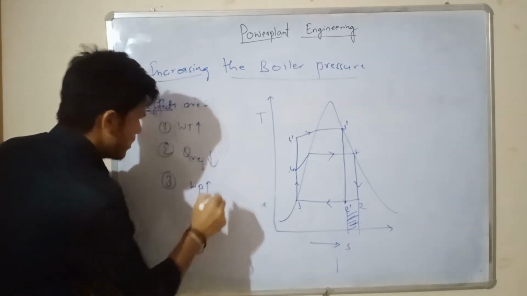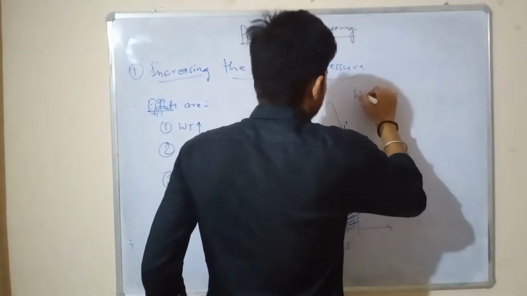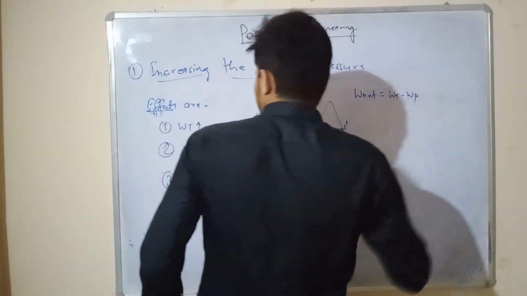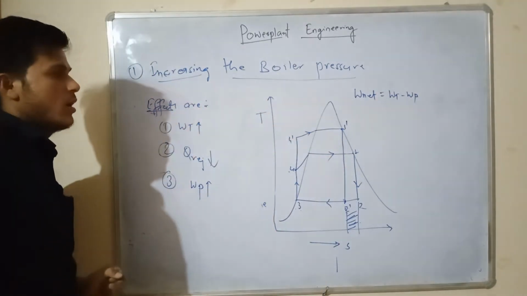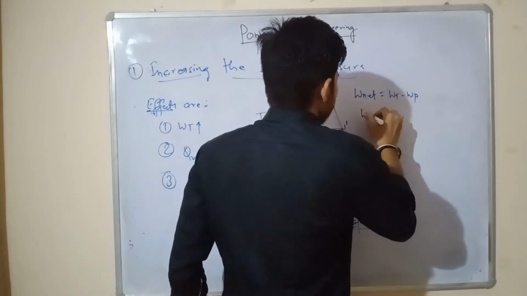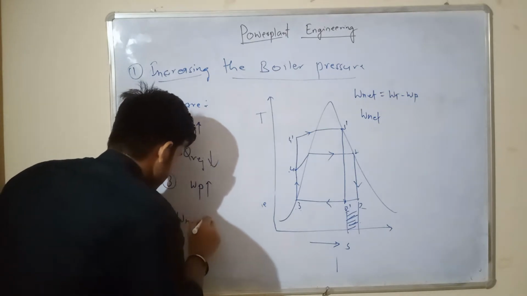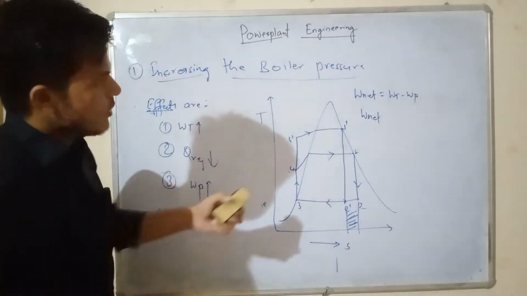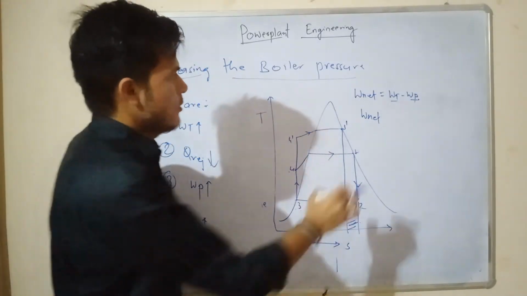WP increases. But as you know, W net means what? W net means WT minus WP. In this case both the turbine work and pump work increase, even though W net also increases. How? I will tell you. It means that in comparison with the pump work, the turbine work is high.